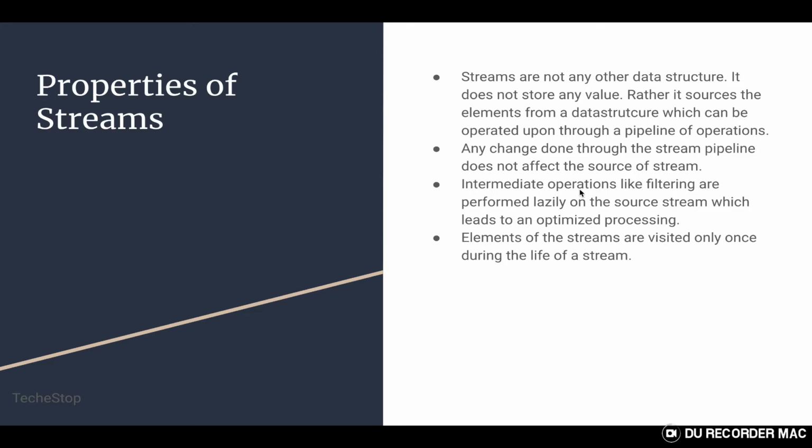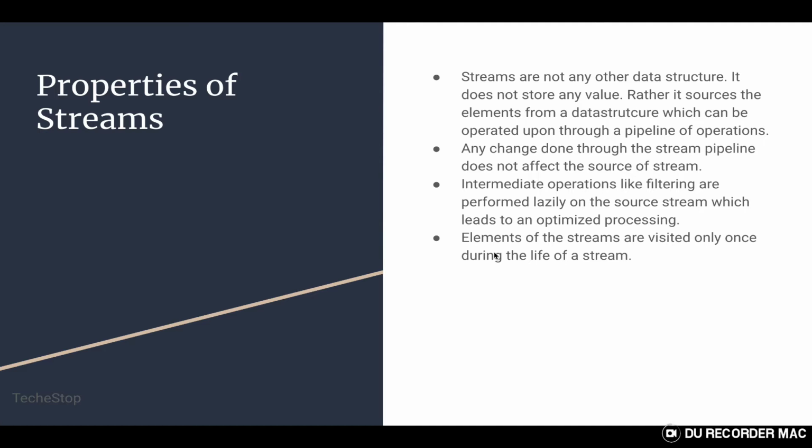Third, intermediate operations like filtering are performed lazily on the source stream, which leads to optimized processing. There are two types of operations we'll be discussing later: intermediate and terminal operations within streams. Intermediate operations like filtering can be performed lazily. Lazily means that the operation need not be performed on all the elements present in the data source. We'll go through a certain example of that later in this video.